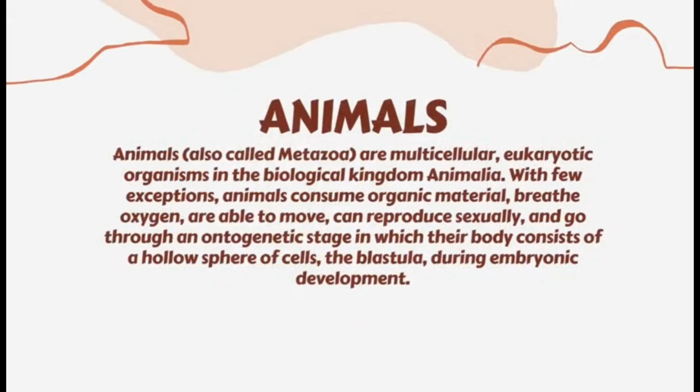Animals, also called metazoa, are multicellular eukaryotic organisms in the biological kingdom Animalia. With few exceptions, animals consume organic material, breathe oxygen, are able to move, can reproduce sexually, and go through an ontogenetic stage in which their body consists of a hollow sphere of cells, the blastula, during embryonic development.